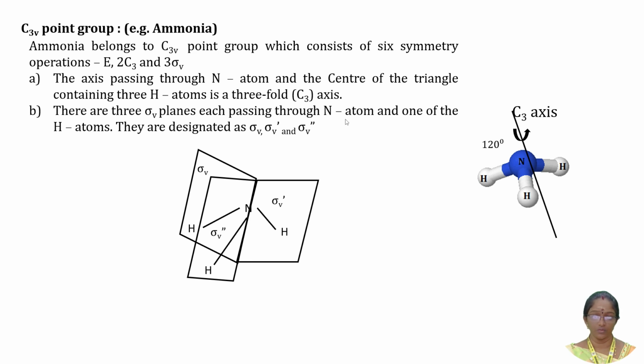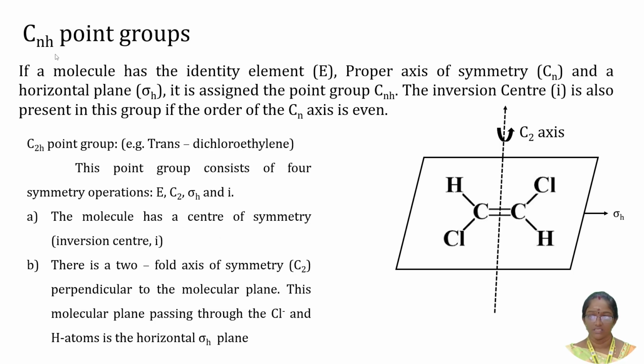And next, the Cnh point group. If a molecule has the identity element, a proper axis of symmetry Cn and a horizontal plane, it is assigned the point group Cnh. The inversion center i is also present in this group if the order of the Cn axis is even.